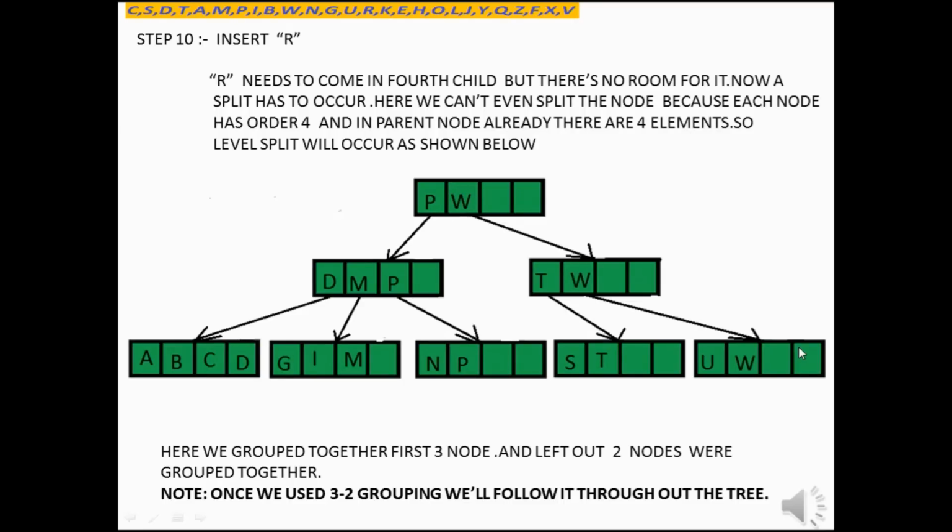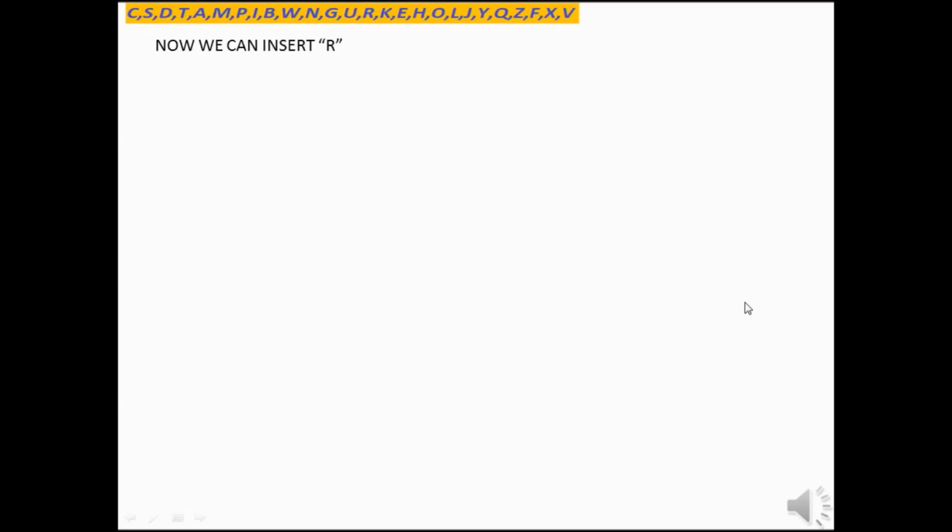So if you see the hierarchy, our tree has spread to 2 levels, right? And you can note it in the table. One point to be noted is that once you have started using 3-2 grouping, you will follow it throughout the tree. Don't change it to 2-3 in between. Now, as we have created the space for the insertion of R, we will insert it there. See the position of the arrow.